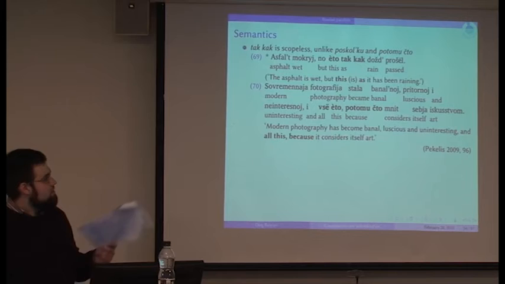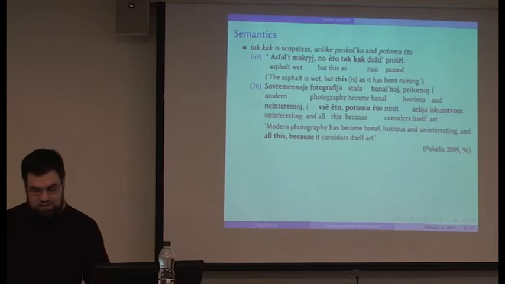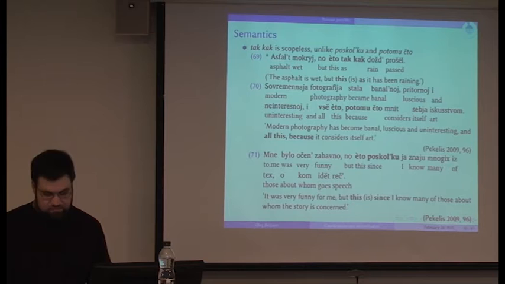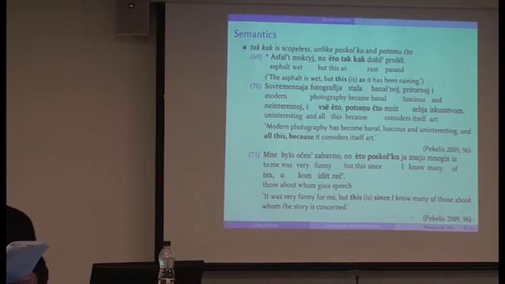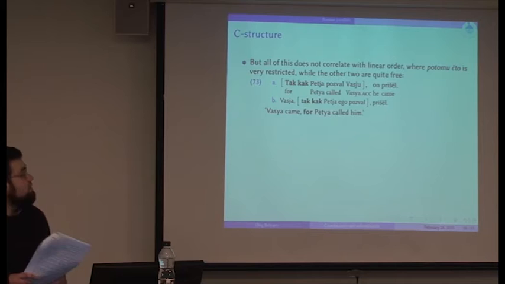Modern photography has become banal, luscious, and uninteresting, and all this because it considers itself art. An example which we already had above. And also it is possible with поскольку. So it was very funny for me, but this is since I know many of those about whom the story is concerned. So here we have это поскольку. This is possible at least according to corpus data, and my intuition confirms this too. So yeah, let's keep this.